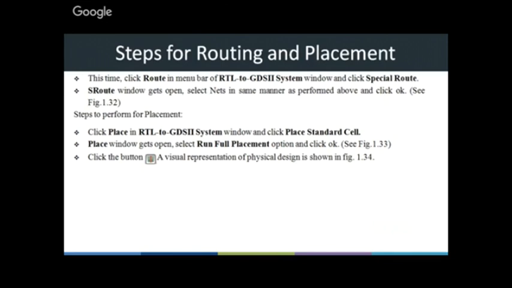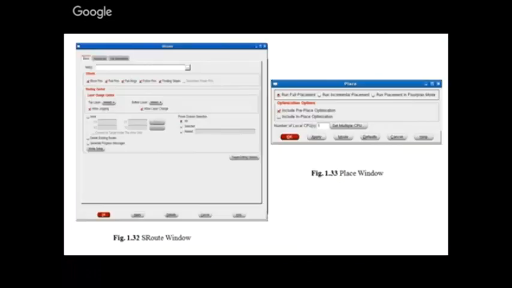Now we go for the placement. Click Place, which is present in your RTL to GDS II window, and go for the Place Standard Cells option. When you go for this option, the Place window opens, and here you have to select Run Full Placement. There are different options: run incremental placement, run placement in floor plan mode, but we will select Run Full Placement. Then we press OK.